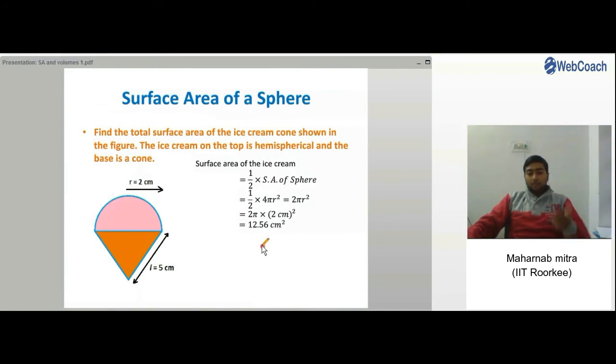So let us put the values in it, and finally by putting the values we get the surface area of the hemisphere, or the top ice cream part, as 12.56 centimeter square, right? Because every value we have put here is in centimeters. So we have got the surface area of the top ice cream as 12.56 centimeter square.